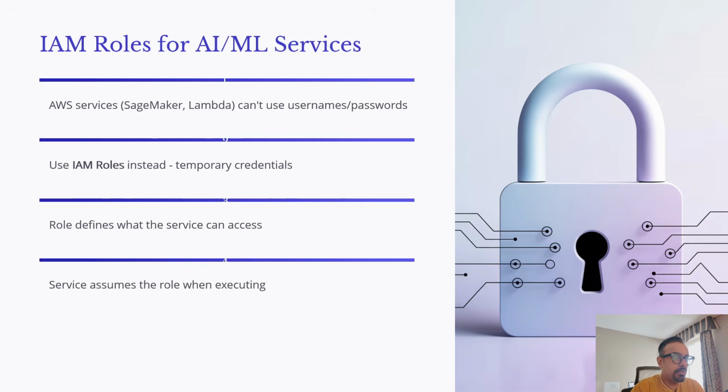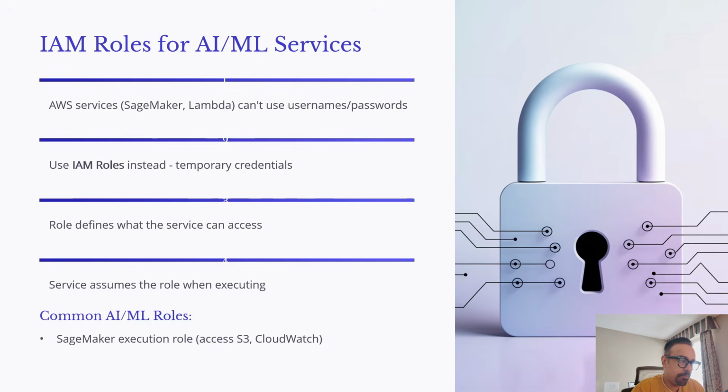The service assumes the role when executing. So when you launch a SageMaker training job, you specify which execution role it should use. So SageMaker assumes that role, gets temporary access, and uses those permissions throughout the training process. And when training completes, the credentials are going to expire.